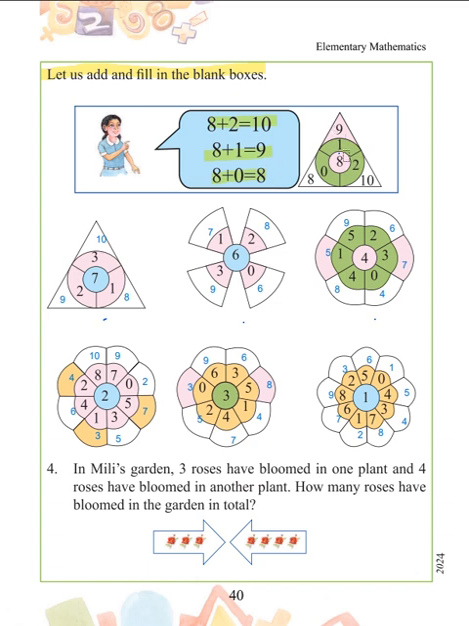There we can see there is a triangle. In the triangle there is a circle and there are lots of digits: 9, 1, 2, 9, 1, 2, 10, 8, 8.